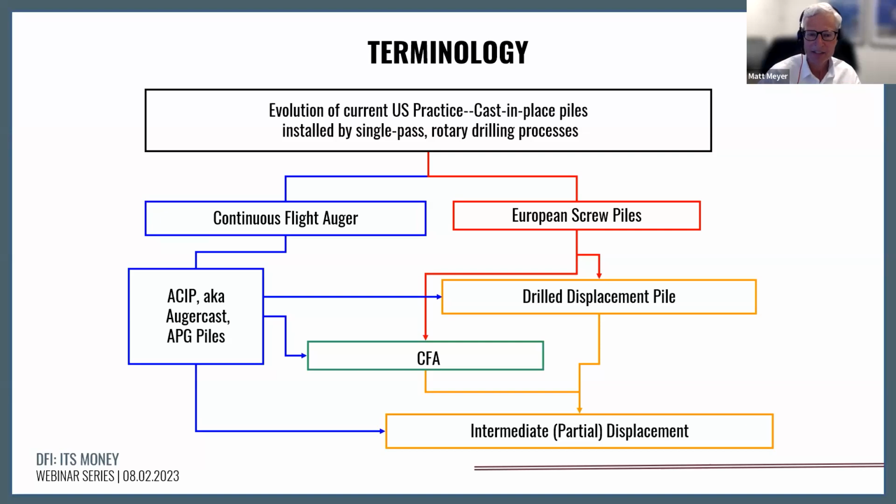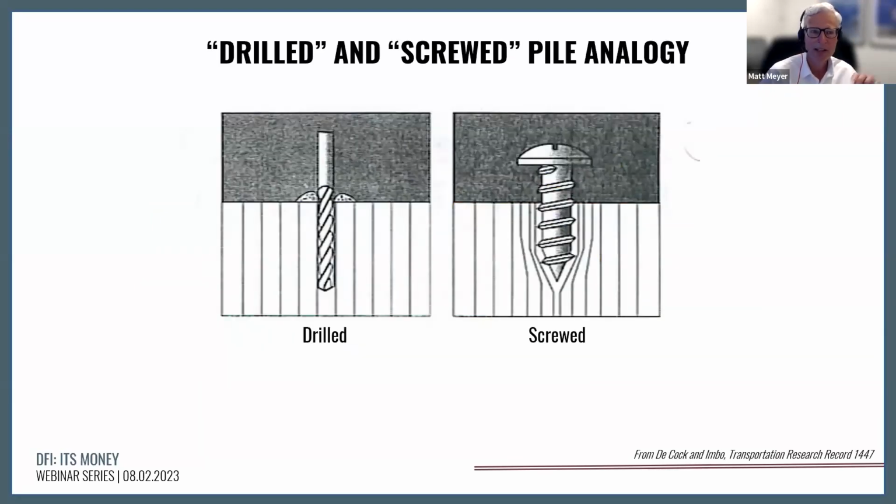And this next slide, I think, is really going to hone in on what I'm talking about. The two categories are drilled CFA or auger cast in place pile or auger pressure grouted piles, and the screwed system, which is our drill displacement, partial drill displacement.